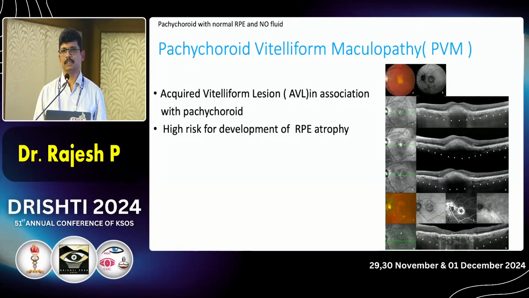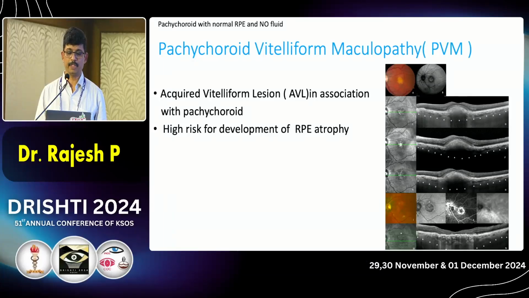This is just like any other acquired vitelliform lesion. We know that vitelliform lesions can be adult-onset congenital, which is typically Best disease, and there can also be acquired vitelliform maculopathy. Acquired vitelliform maculopathy in a pachychoroid is called pachychoroid vitelliform maculopathy, and this results from choriocapillaris ischemia, which indirectly affects RPE function, and RPE dysfunction leads to improper phagocytosis of the outer segments of the photoreceptors. As a result, the vitelliform deposit accumulates between the RPE and the outer photoreceptor layer.